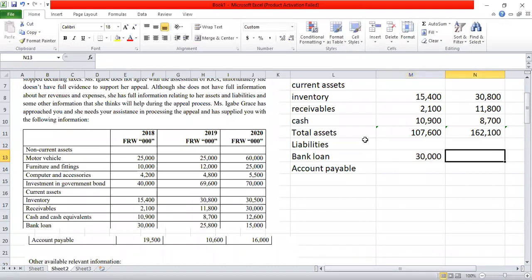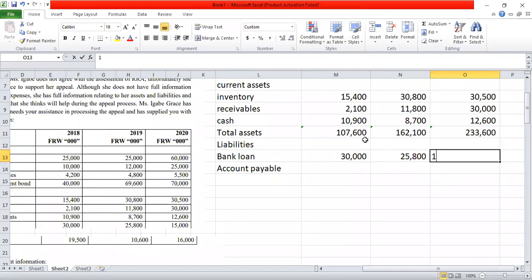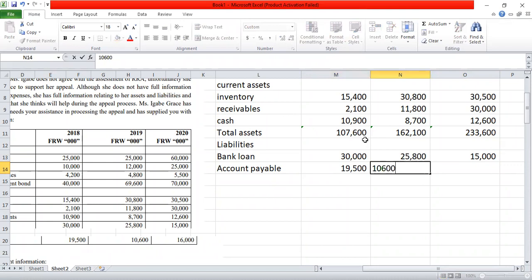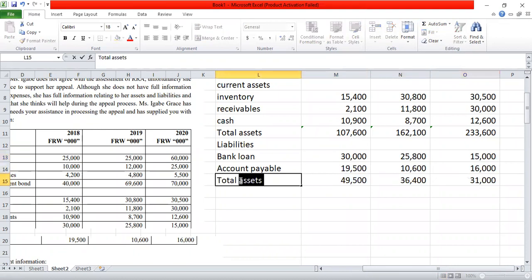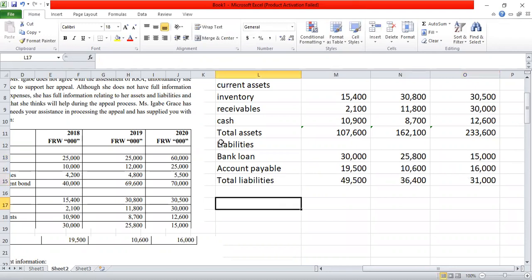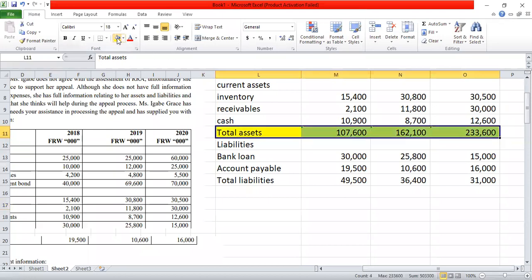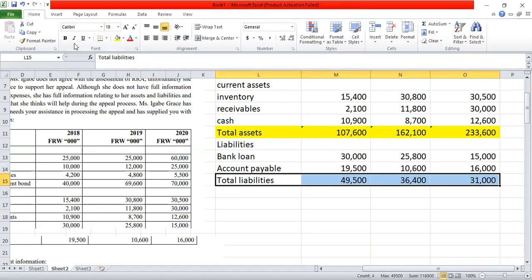Then I have 25,800. Then I have 15. 19,500. 10,600. Then I have 16. So total liabilities will be, these are total liabilities. So I have my total asset here and I have the total liabilities here.